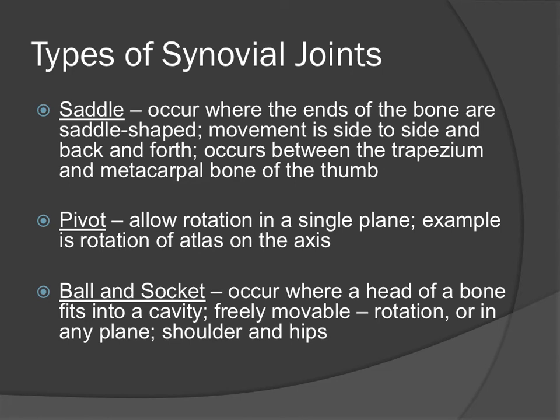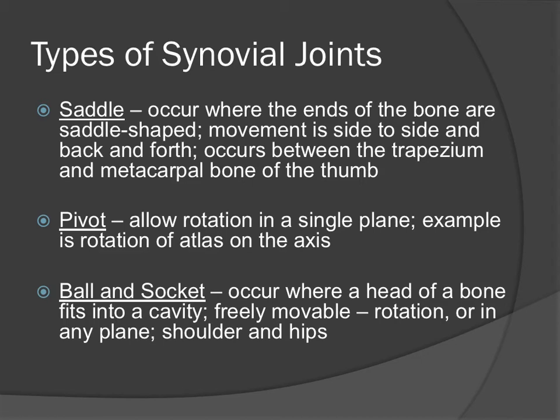We have the saddle joint. It occurs where the ends of the bones are saddle-shaped. Movement is side to side and back and forth. It occurs between the trapezium and the metacarpal bones of the thumb. So movement in two planes here, in the trapezium, or the carpal, and the metacarpal of the thumb. So again, wrist and palm.